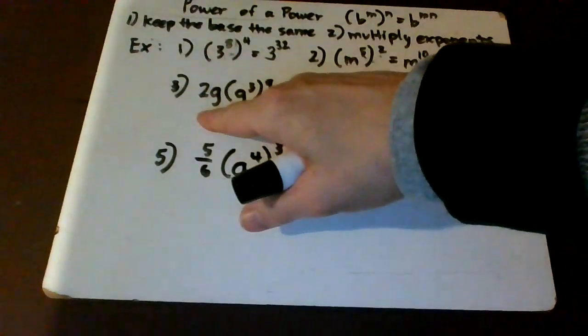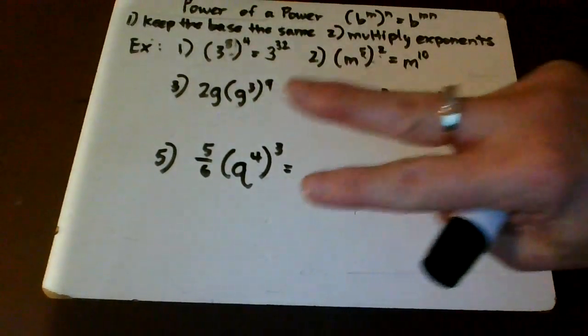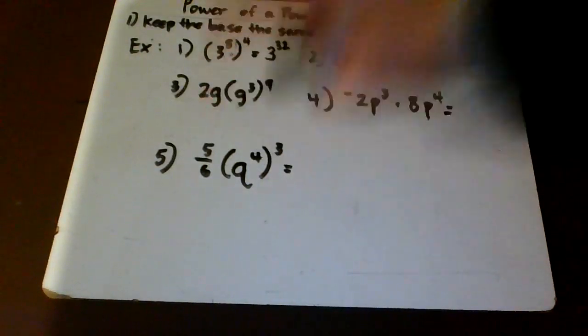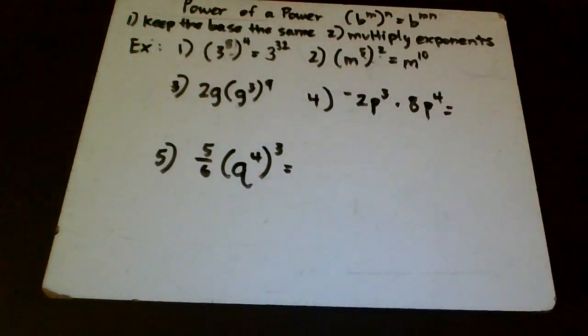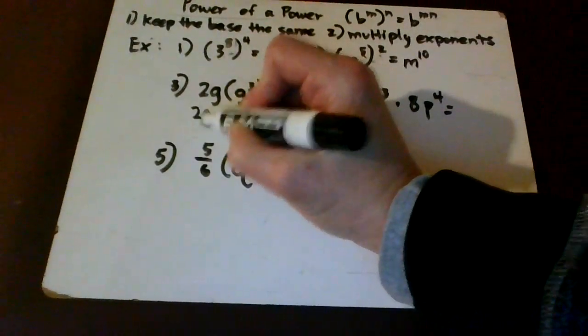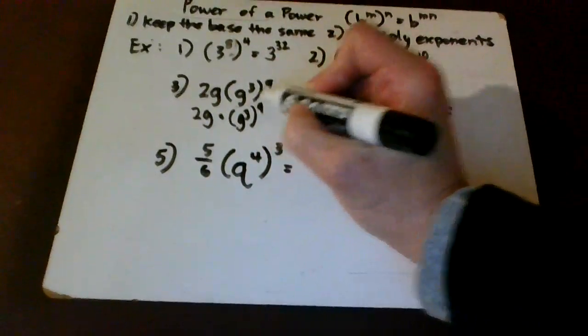All right, so let's take it up a notch. Here we have 2g times g to the 3rd, all to the 9th. This is actually a combination of power of a power right here and product of a power. So if I rewrote this, this would be 2g times g to the 3rd all to the 9th.